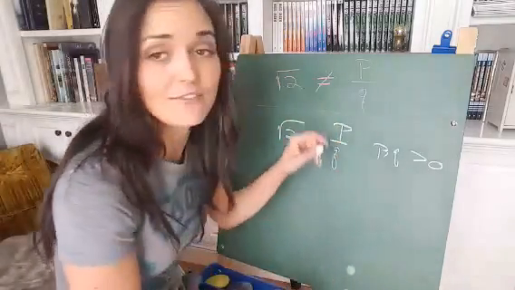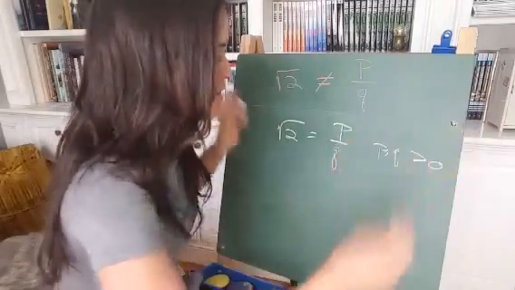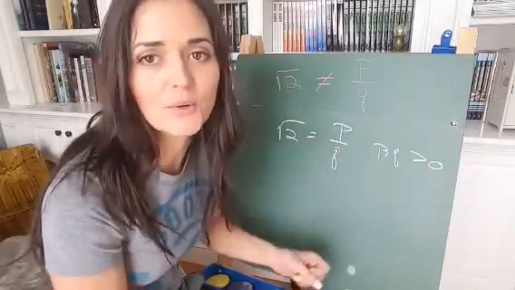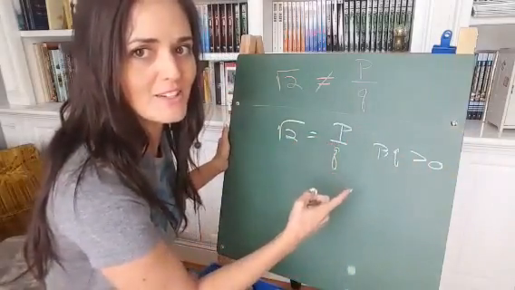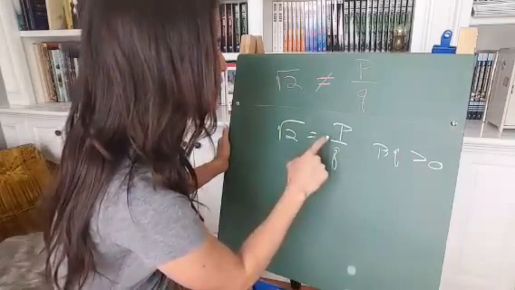No common factors. If they did have common factors, we would just cross them off and say this is our new P and Q. The chalk is way better. Sorry, guys, about that. So this is the reduced form.